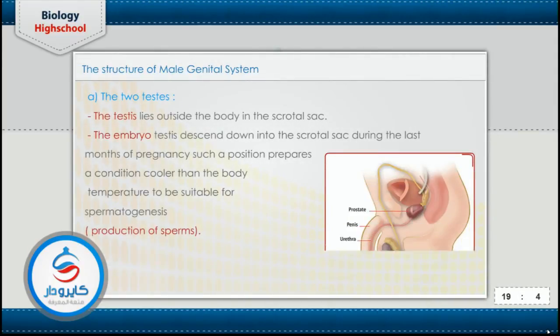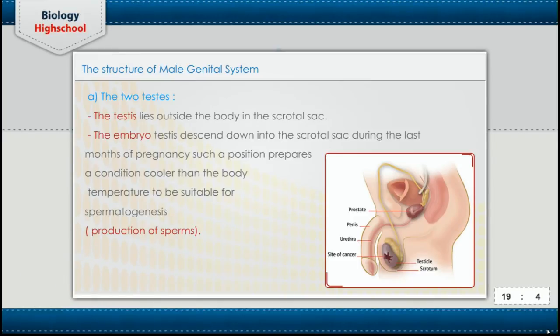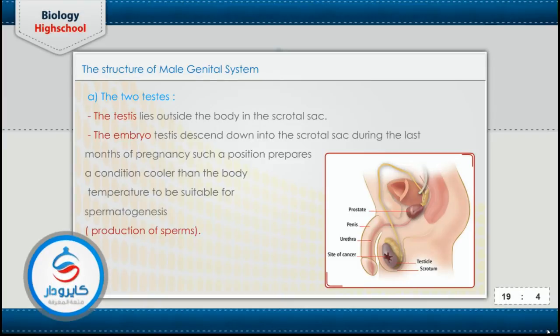What about the structure of the two testes of the human being? The testes lie outside the body in the scrotal sac, which is called the scrotum, where the temperature is lower than the body temperature. The human body temperature is 37 degrees Celsius, but inside the scrotum it is about 34 degrees Celsius, a lower temperature that helps the testes to produce the sperms.